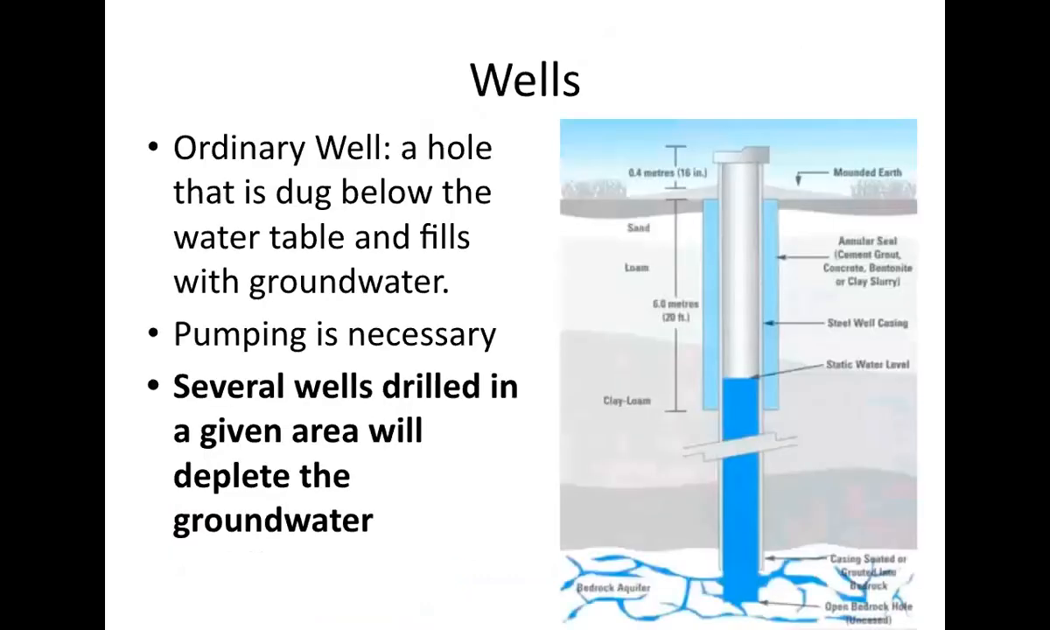Next, we're going to get into groundwater and surface water and how it interacts through wells. The first well we are going to talk about is an ordinary well. This is a hole that's dug below the water table, and it fills with groundwater because we said that the groundwater is in the ground. For this type of well, pumping is necessary. Several wells are drilled in a given area, and they can deplete the groundwater.